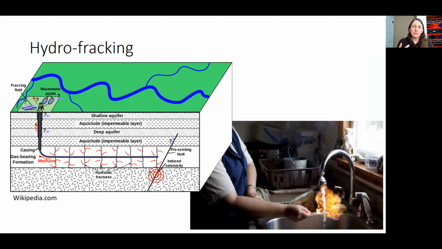But additionally, the proprietary solutions of liquids that they pump below ground into the groundwater system are full of all kinds of things that they're not obligated to tell us legally because they're proprietary. So unfortunately, the pollution caused by hydrofracking is likely to be much worse than we even know.